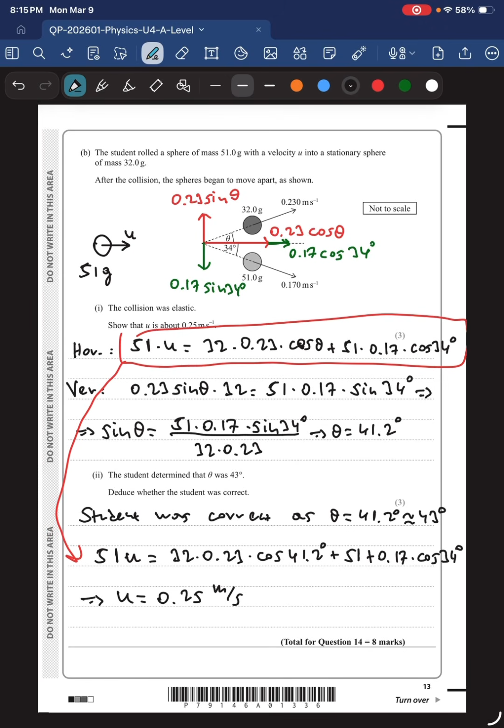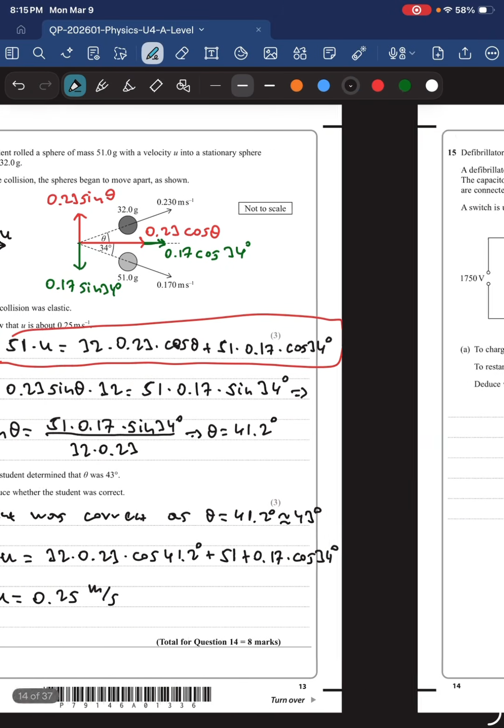Let me check the mark scheme really quick, because when I was solving it, I actually didn't use the mark scheme at all. Yeah, okay, that works. This is what they found as well. So let's move on.